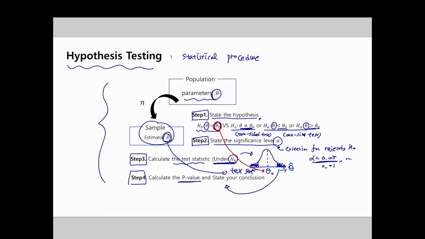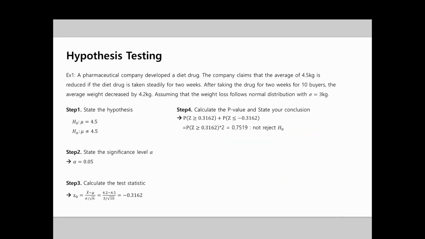In step 4, we compare the p-value with alpha and draw our conclusion. Okay, let's look at example 1.